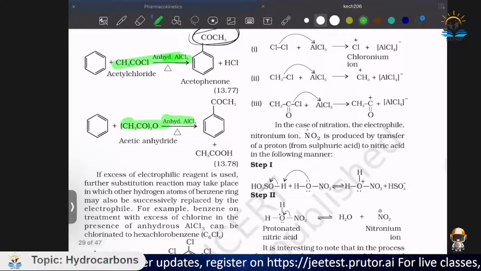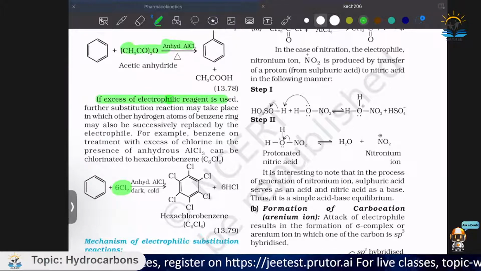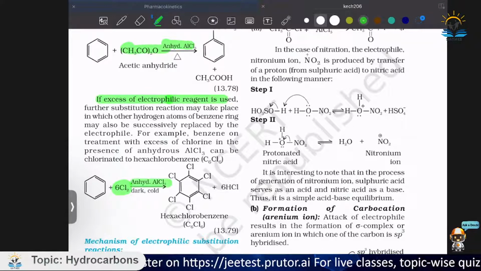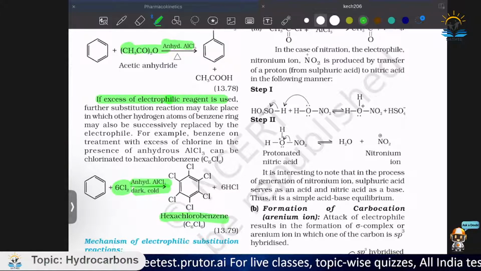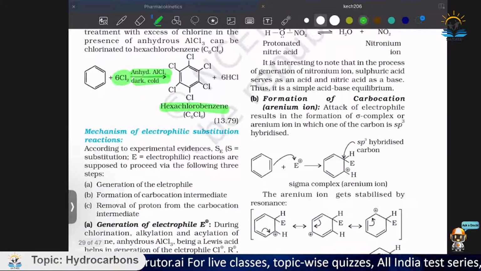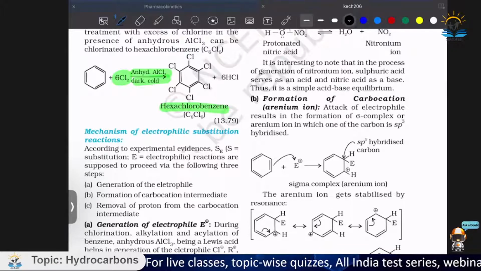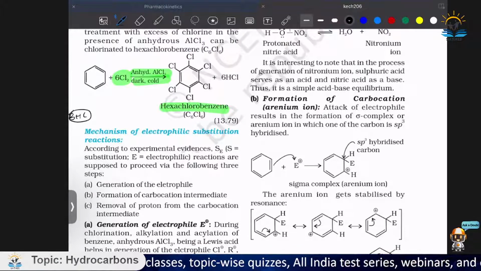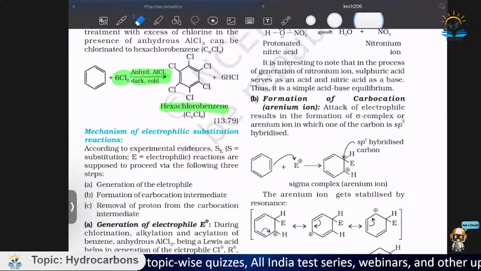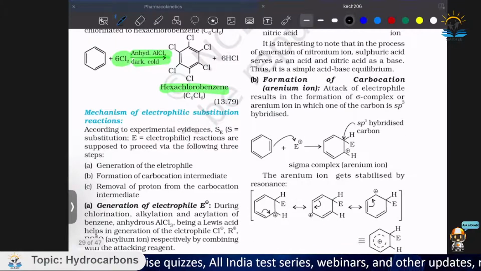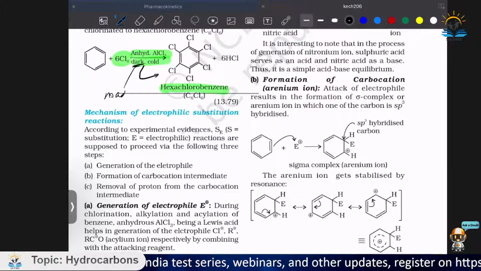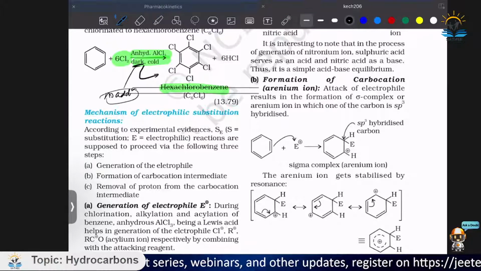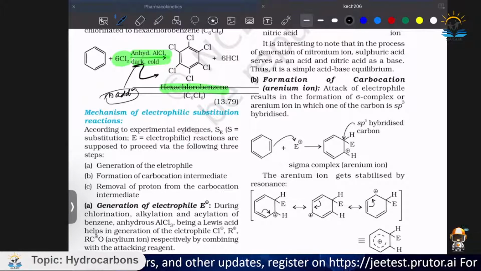Now, excess of electrophilic reagent. For example, if you give excess Cl2 to benzene and electrophilic substitution reaction occurs, then you'll get hexachlorobenzene. There is one more compound called benzene hexachloride. That is different. That is addition. You need not confuse both of them. Because this is occurring in dark, so no addition reaction. Dark means no addition reaction can occur because there is no possibility of breaking the double bond and adding something.